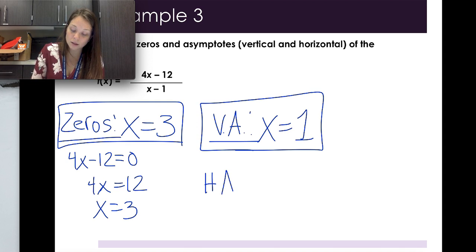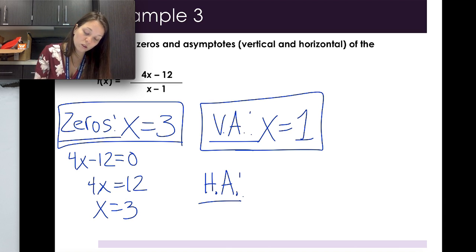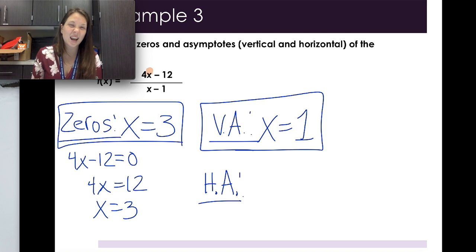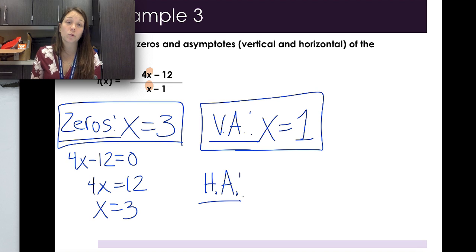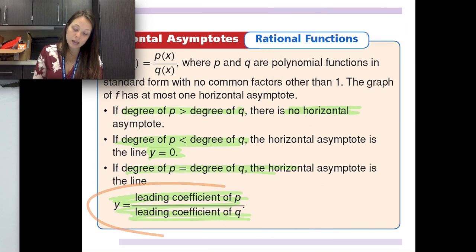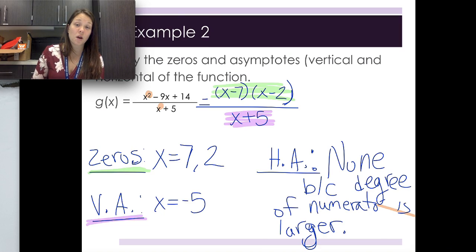The horizontal asymptote is found by looking at the degrees of your numerator and denominator. The degree of my numerator is 1 because that x is to the power of 1. The denominator is also 1 because it's x to the power of 1. So notice that my numerator and denominator degrees are the same. When that happens, if we look back at this slide, when they're the same, you're going to divide the leading coefficients of the top and bottom of the fraction.